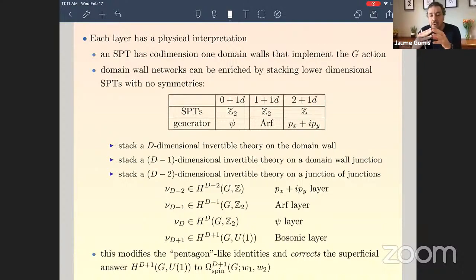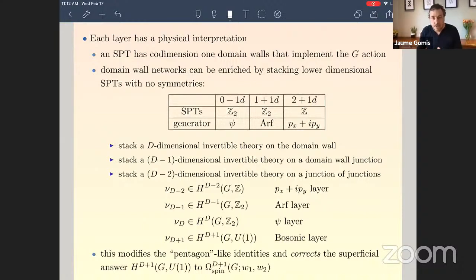The basic idea is that when you look at intersections of domain walls at various codimension, you can enrich that structure by stacking SPTs with no symmetries on the various intersections. So what are these lower dimensional SPTs with no symmetries that we have in fermionic systems? These are well known, at least up to a certain dimension. In 0+1 dimensions, there is an SPT with no symmetry that has a Z2 classification. This is essentially the statement that you can have a gapped quantum mechanical system whose ground state is either bosonic or fermionic. In 1+1 dimensions, there is a Z2 classification known as the Arf invariant. And in 2+1 dimensions, there is an integer classification, known as the p+ip superconductor.